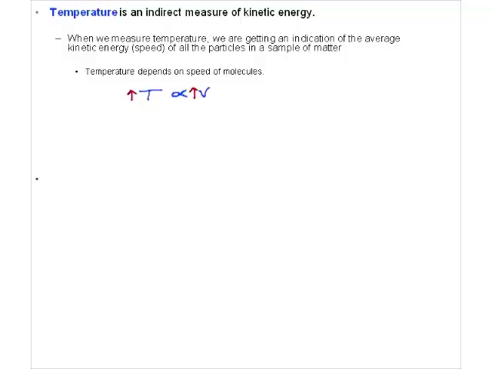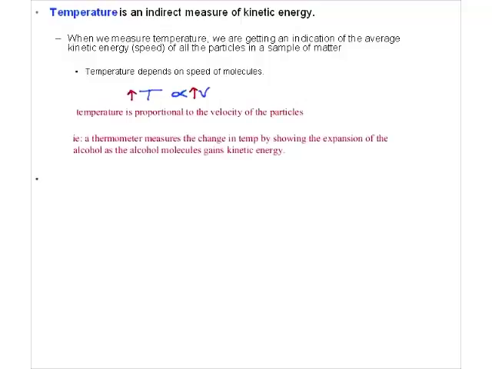So everything is going in the same direction. If we slow it down, it cools down. If we cool it down, the molecules slow down. All right, so there we go. So temperature is proportional to the velocity or speed of the molecule. And we can visualize this by looking at the thermometer itself.